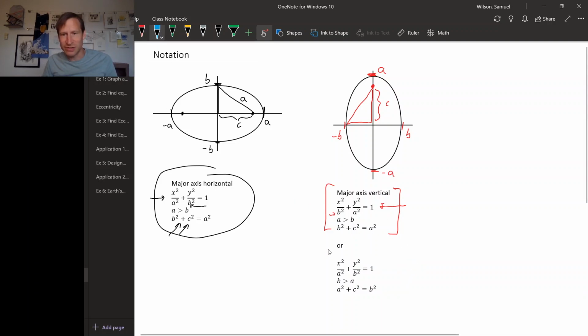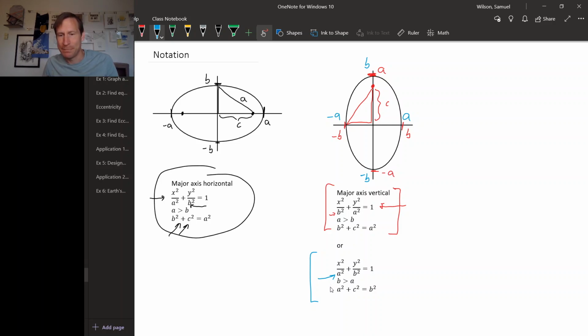Some sources don't change where A and B are in the equation of the ellipse. So in this case, these right-hand and left-hand points would be A and minus A. The top and bottom points would be B and minus B still, just like in our other ellipse. And so the equation for the ellipse is still the same. But this time, rather than swapping the position of your letters, you just remember that if B is greater than A, then B is the semi-major axis and not A.